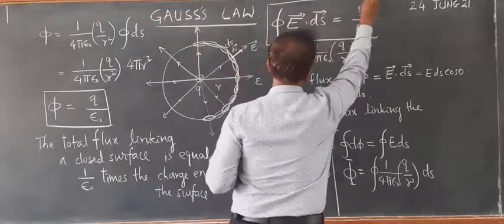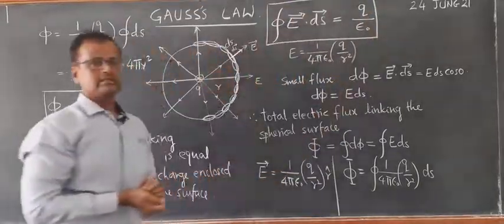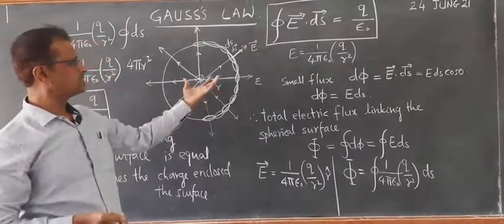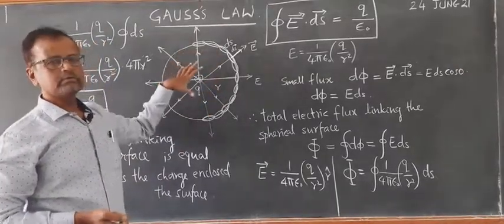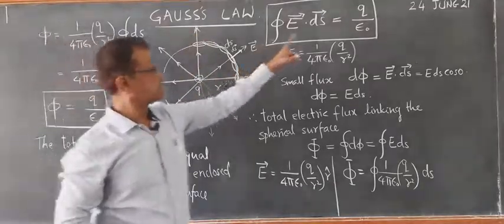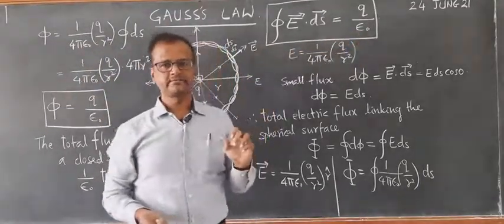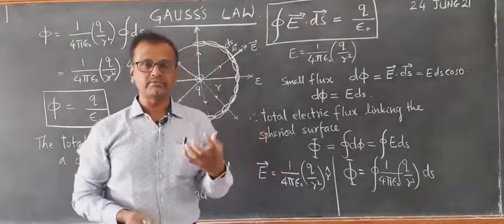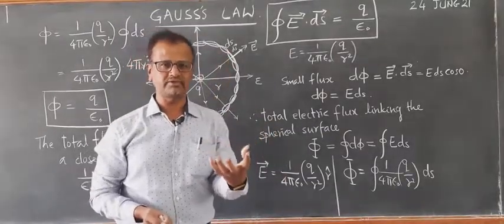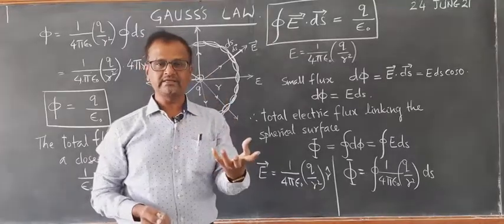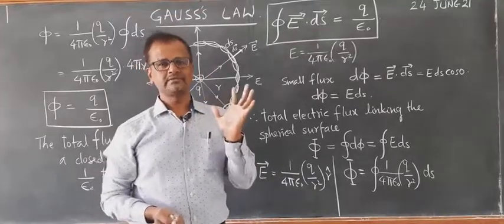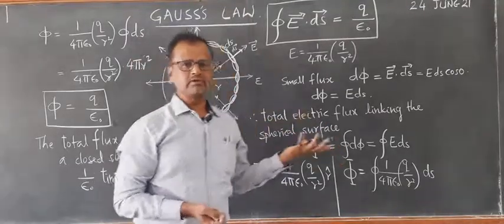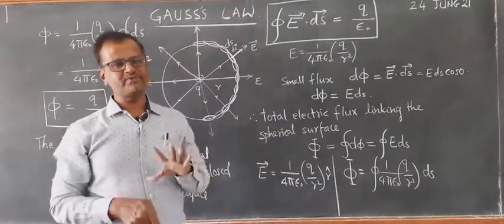Gauss law relates the cause of the electric flux. The cause of electric flux linking with a closed surface is definitely the charge. In the same way, we have learned from Coulomb's law that the cause of electric force and electric field is the charge. So Gauss law can be obtained from Coulomb's law, and Coulomb's law can also be obtained from Gauss law.